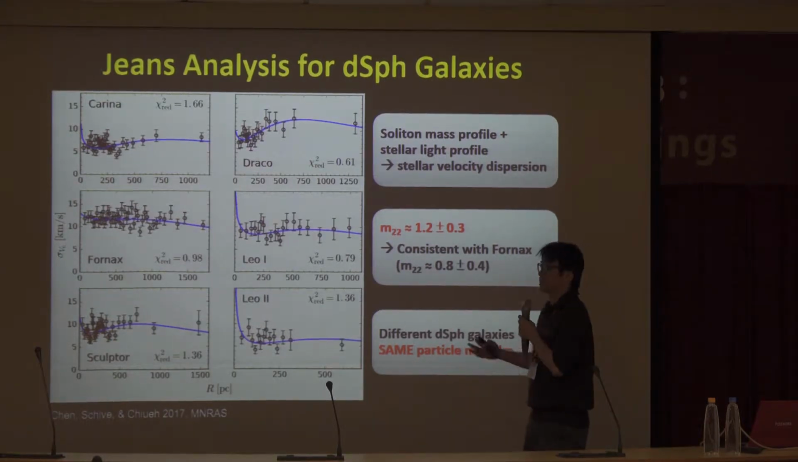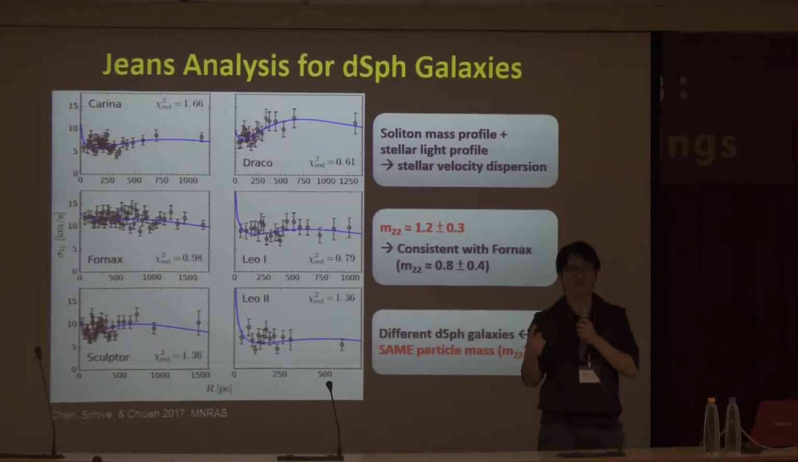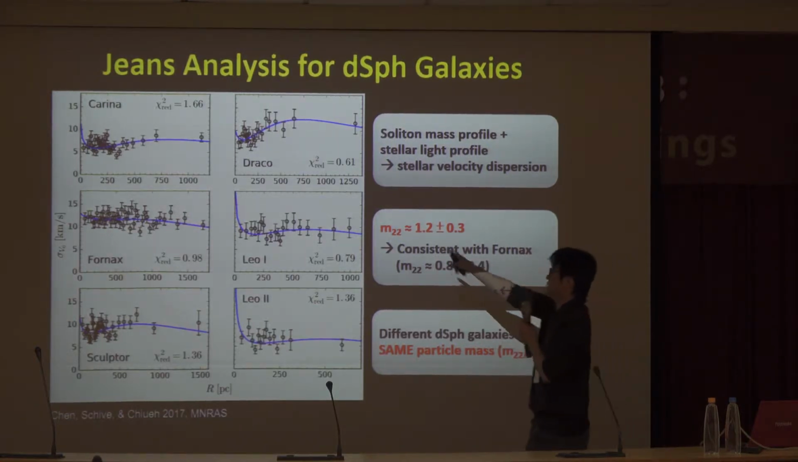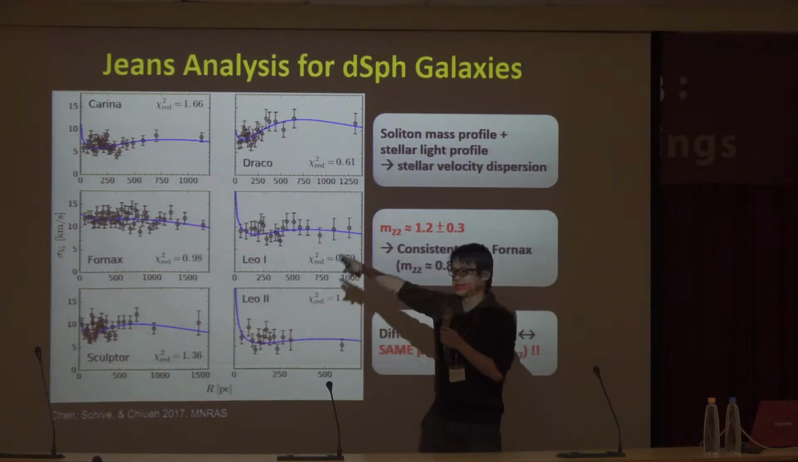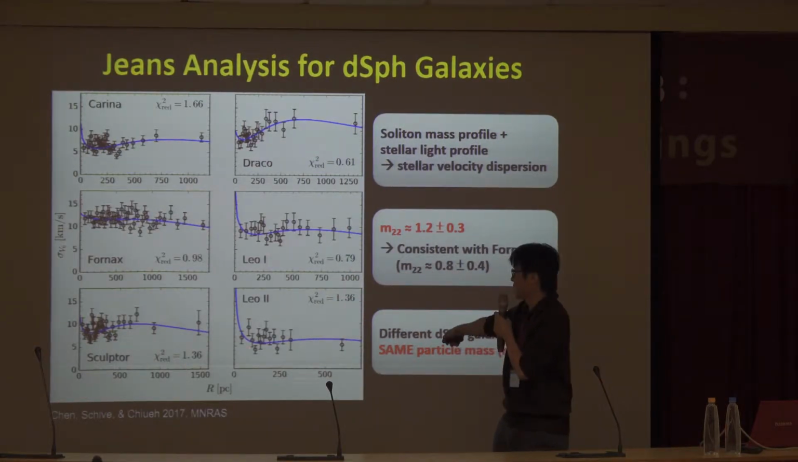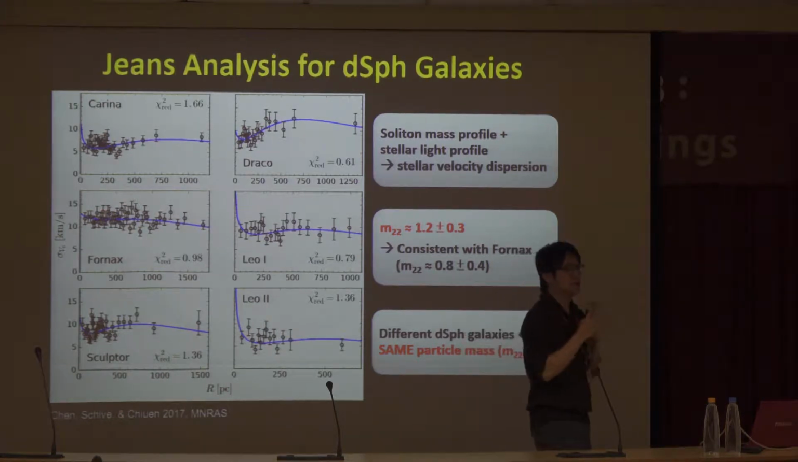This is consistent with the value I just showed you, derived using only the 4next data. Here I want to emphasize that we only have one free parameter. We can only choose one particle mass, so we cannot choose different particle masses for different galaxies. This is a joint analysis. These 6 different blue lines all share the same particle mass.